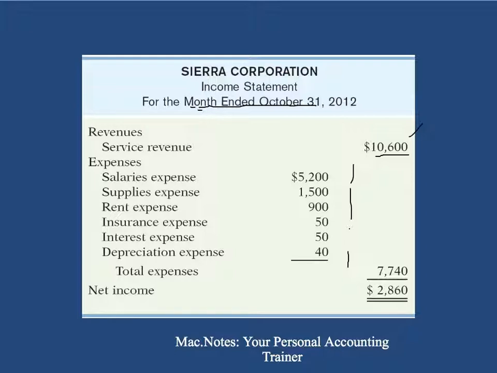Total expenses $7,740. So revenue is $10,600. Total expenses in order to earn that revenue $7,740. The excess of revenue over expenses is referred to as net income or profit, and that is $2,860. Now the corporation is owned by the shareholders, therefore this money belongs to the shareholders, and that brings us to the next statement, the retained earnings statement.